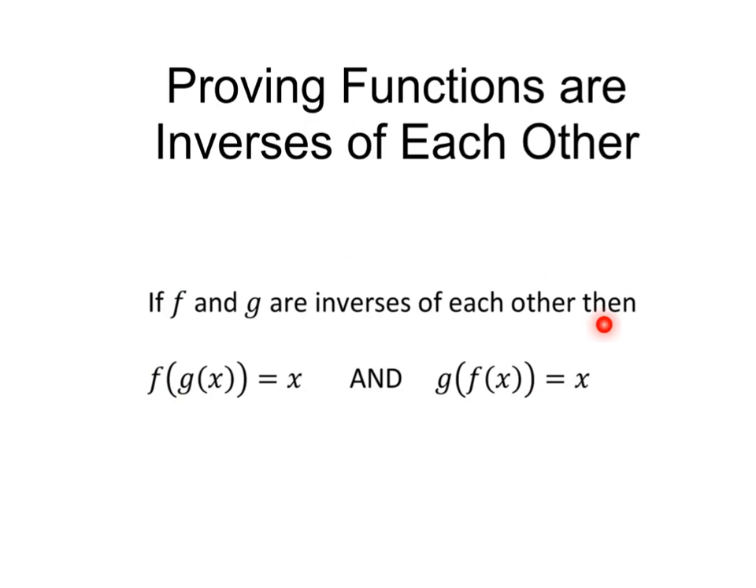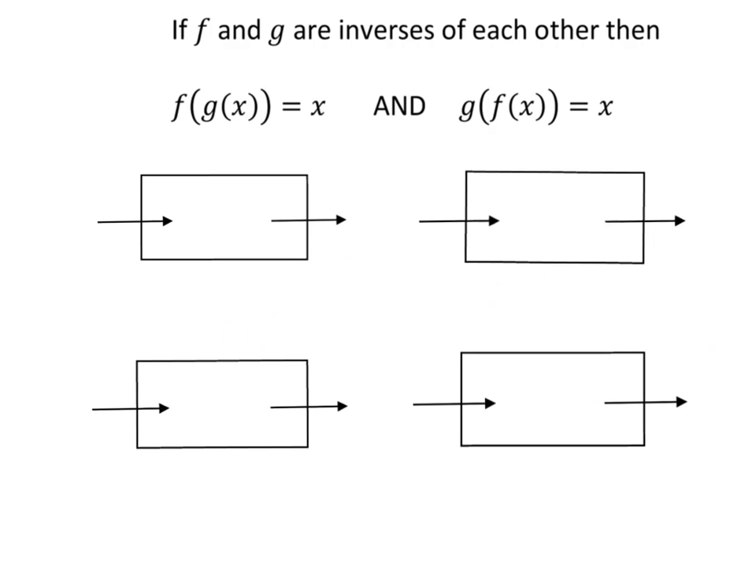Let's say we're talking about function f and function g. If f and g are inverses of each other, then two things must be true. f of g of x has to be x, and g of f of x has to be x. Let me talk real quick about what these two things mean. f of g of x is equal to x, g of f of x is equal to x.